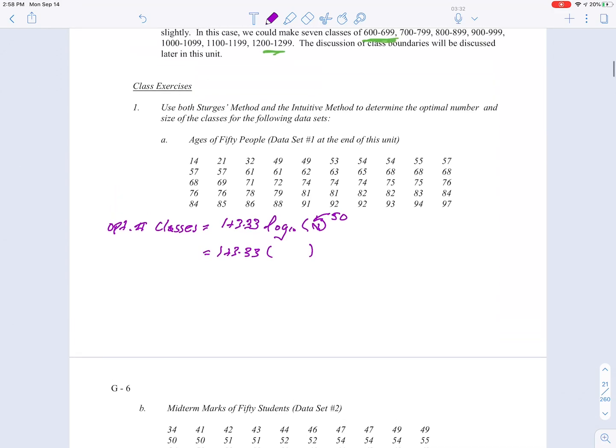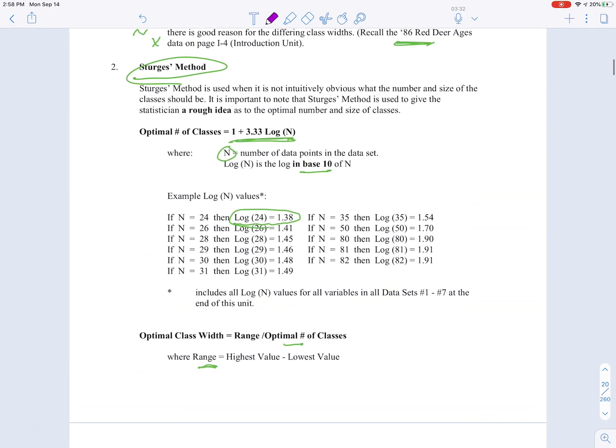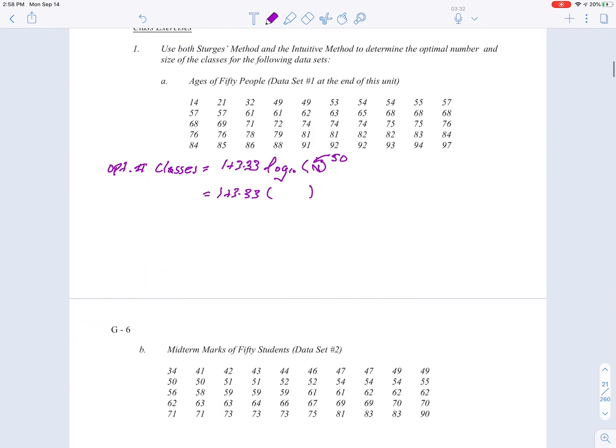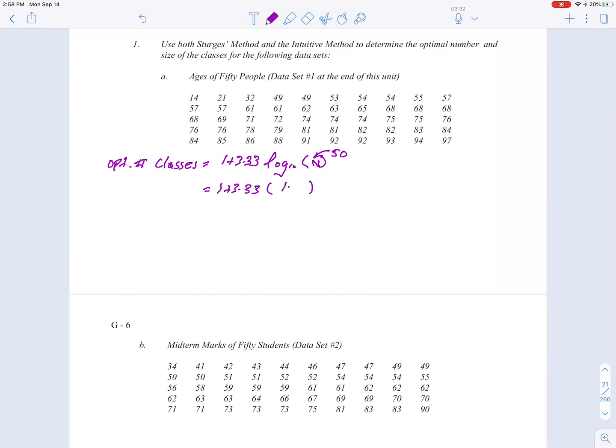But I've also got these numbers just shown here. So log of 50 is 1.70. Remember, you multiply the 3.33 times the 1.70 first, and then you add the 1 at the end. And so that gives us an answer here of about 6.66-ish. All right, so it's going to be around 7 classes.